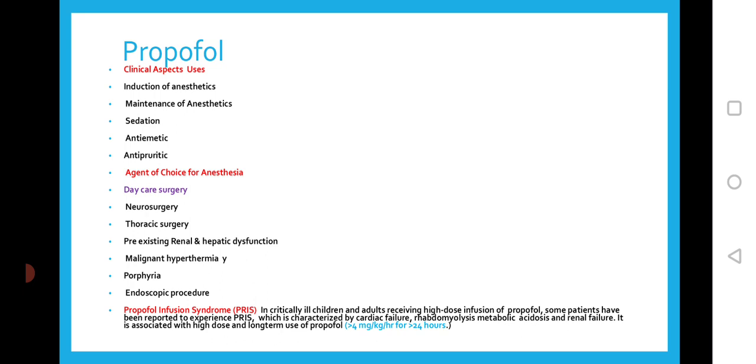Propofol infusion syndrome. In critically ill children or adults receiving high dose infusion of propofol, some patients have been reported to experience PRIS, which is characterized by cardiac failure, rhabdomyolysis, metabolic acidosis and renal failure. It is associated with high dose and long-term use of propofol, that is greater than 4 mg per kg per hour for greater than 24 hours.